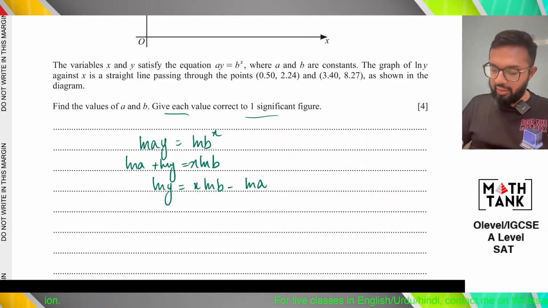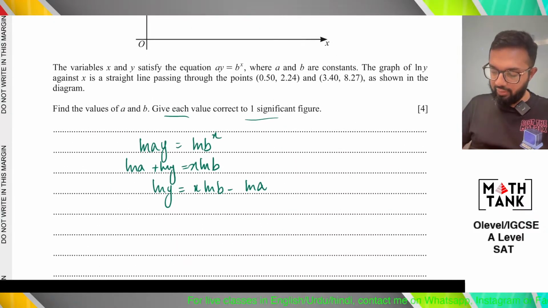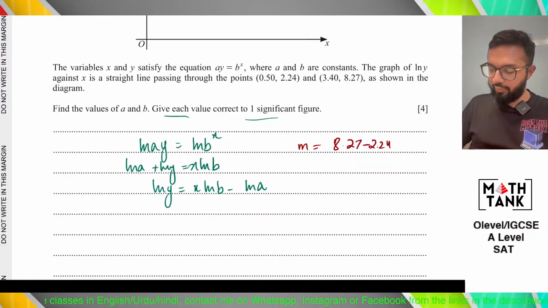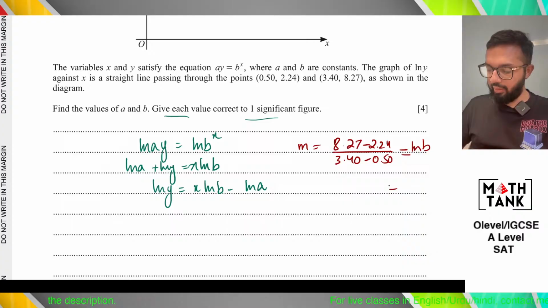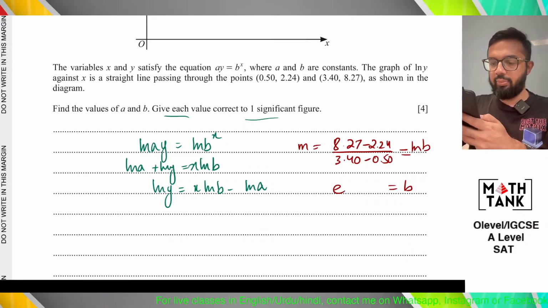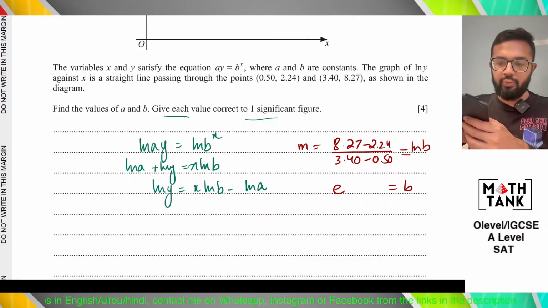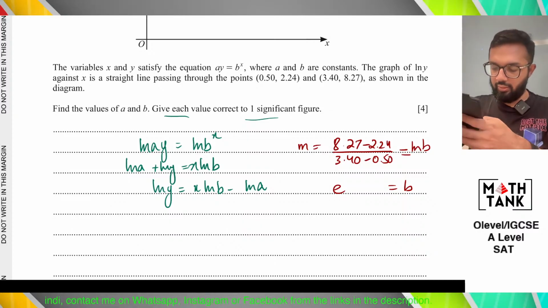So I am going to calculate the gradient using the points that are given. I'm going to say that 8.27 minus 2.24 over 3.40 minus 0.50 should be the same as ln b. And b should be then e power whatever this number is. Let me just calculate that number for you. 8.27 minus 2.24. 3.4 minus 0.5.